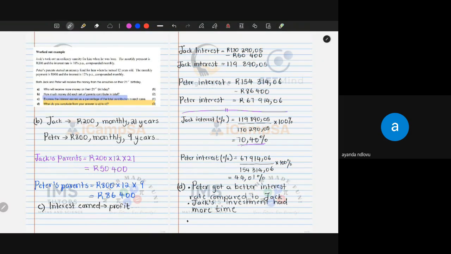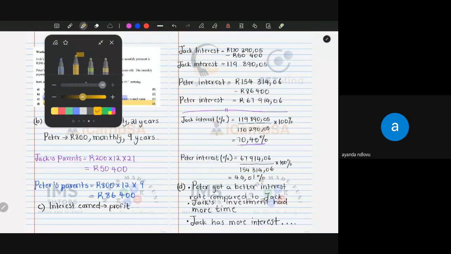At the end, what we see is that Jack has more profit or more interest at the end. And these are the 3 points that we can list and we get all the marks. Do you guys understand? I chose 3 points because I saw that we have 3 marks there. Do you guys follow?